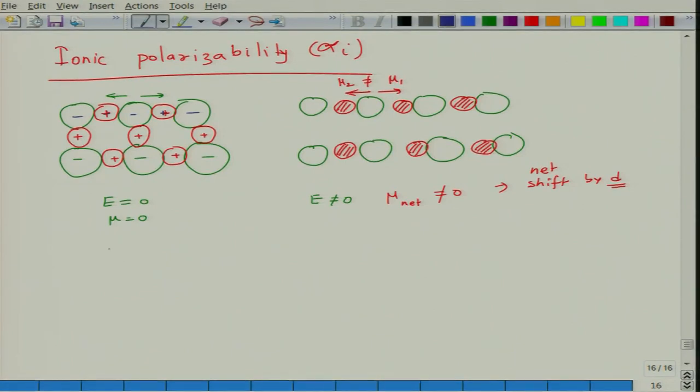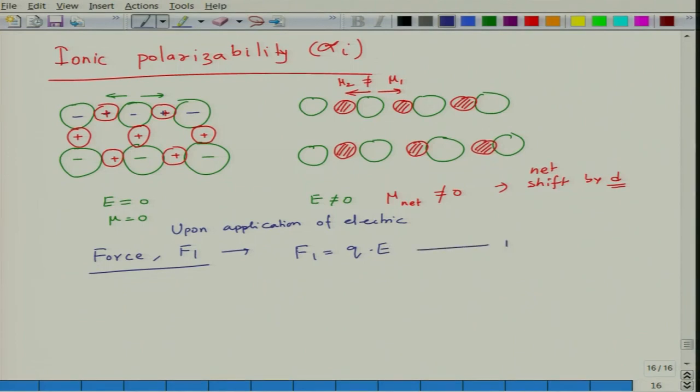So let's say the force F1, which increases the distance between two ions. When you apply an electric field, you create a force F1. So upon application of electric field, we separate these ions. So as a result, F1 is equal to Q into E. This is the force that causes the separation.